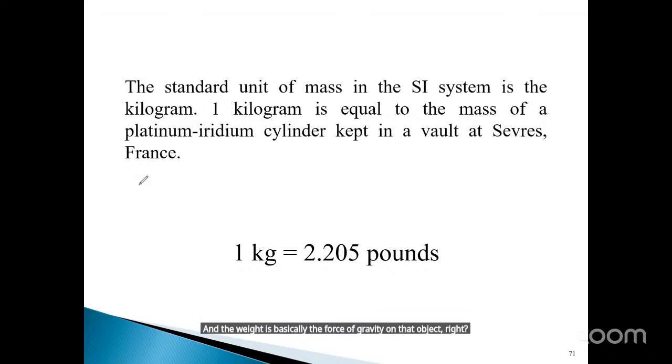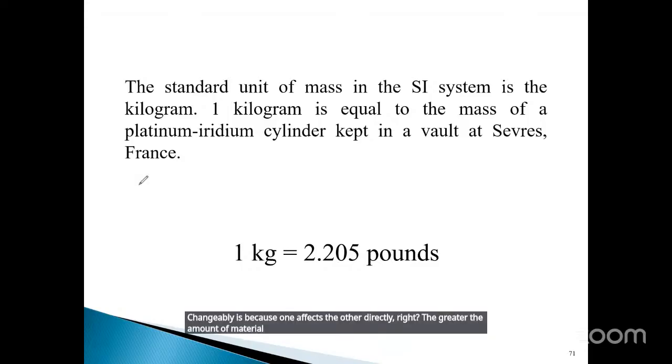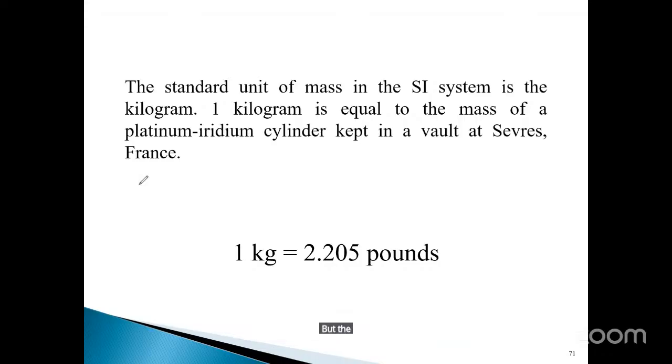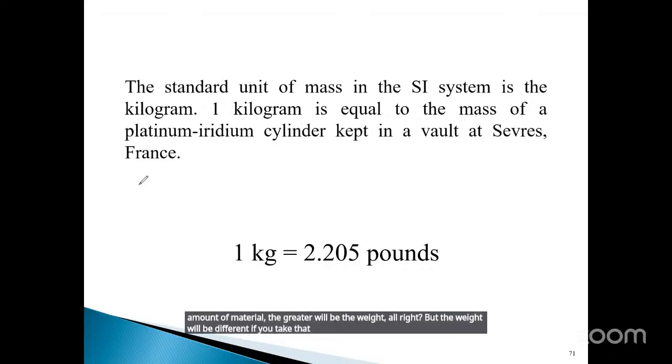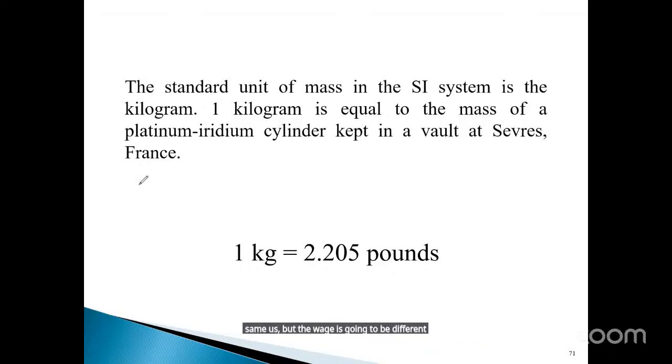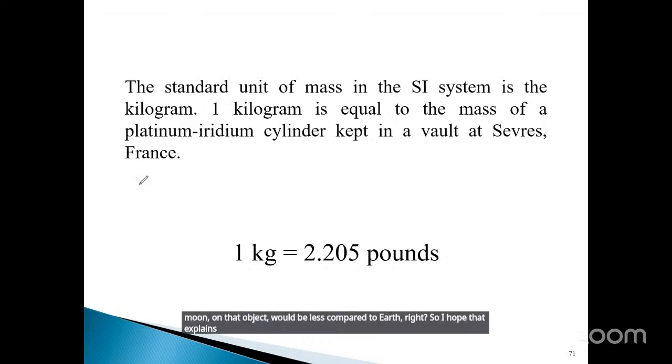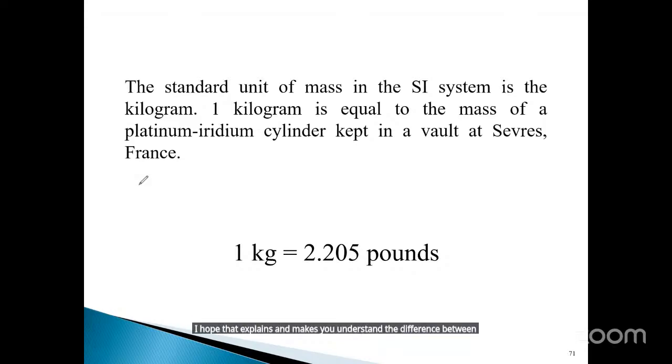The reason why people tend to use the two terms interchangeably is because one affects the other directly. The greater the amount of material, the greater will be the weight. But the weight will be different if you take that same object to the moon. Same mass, but the weight is going to be different because the gravitational pull on the moon, on that object, would be less compared to Earth. So I hope that explains and makes you understand the difference between mass and weight.